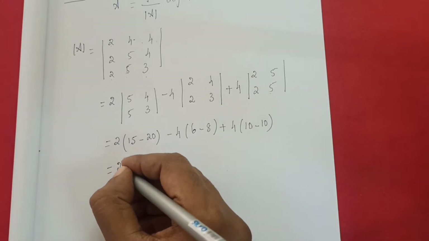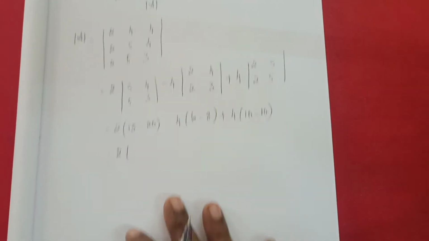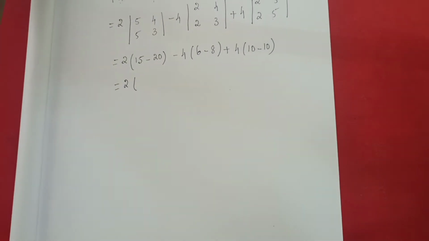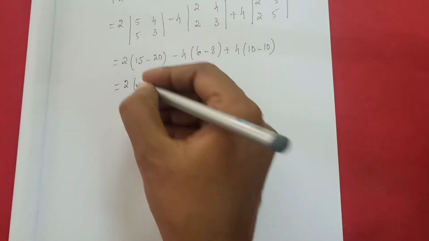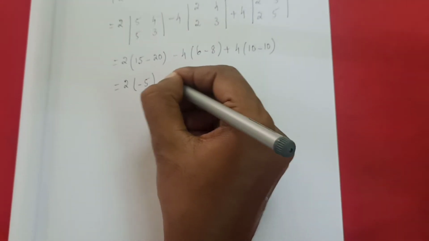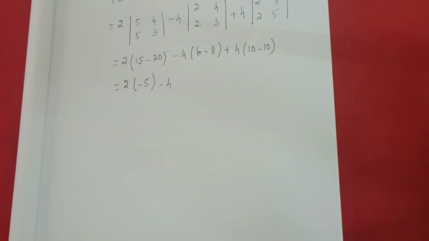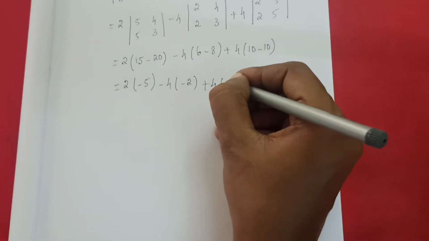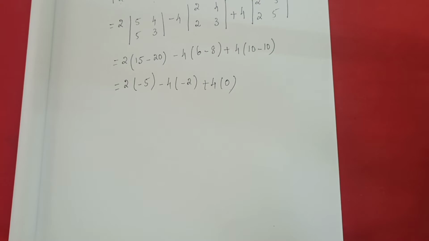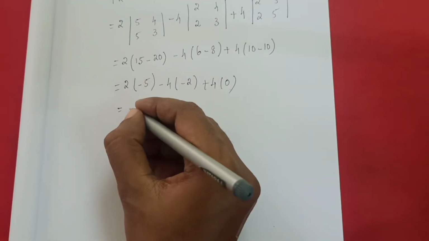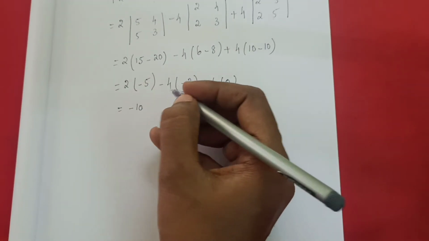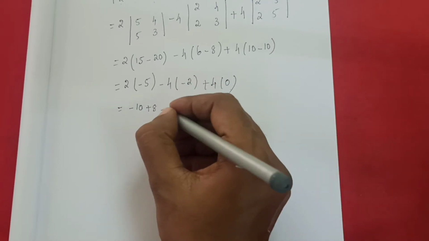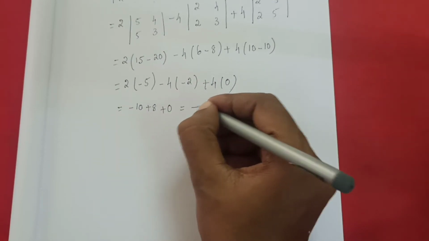So that's equal to 2 into 15 minus 20, which is minus 5. Minus 4 into 6 minus 8, which is minus 2. Plus 4 into 0. So that's equal to 2 into minus 5, which is minus 10, then minus 4 into minus 2, which is plus 8, plus 0. That's equal to minus 2.